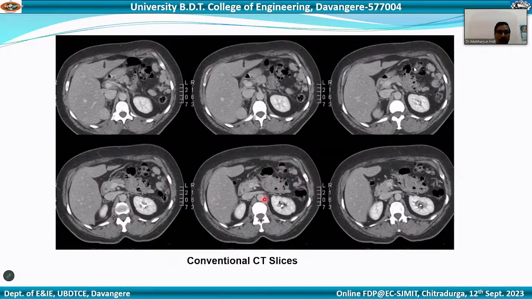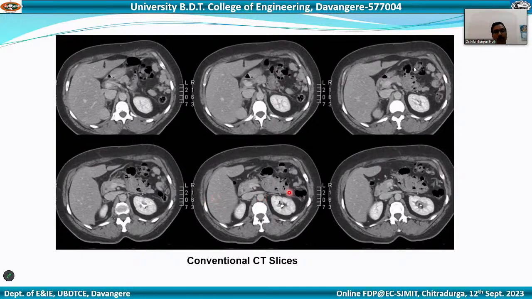Many of the tissues are soft, except where I am pointing now. This is the vertebral column, the vertebral bone. The vertebral bone is the hardest tissue, so that looks very bright. The remaining are almost like soft tissues.